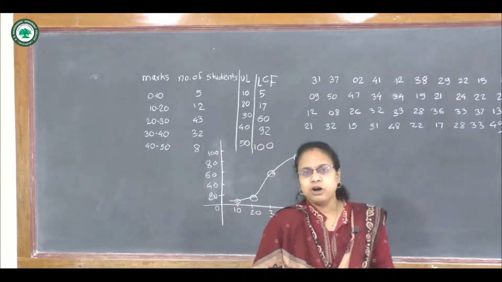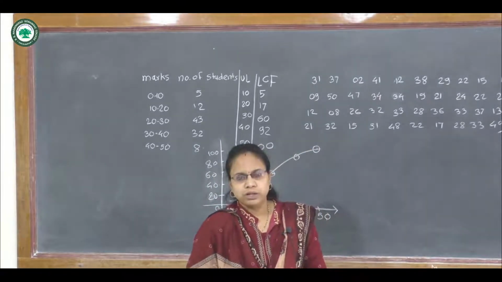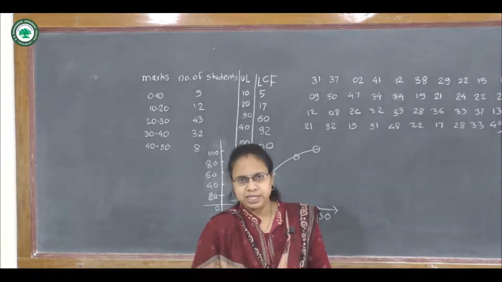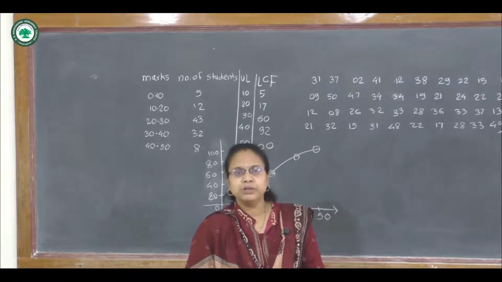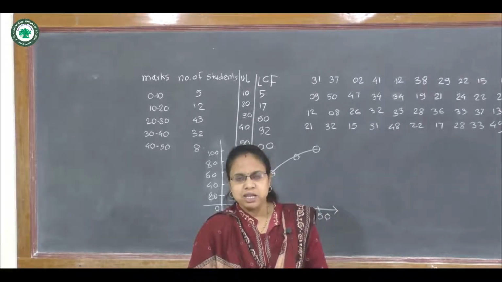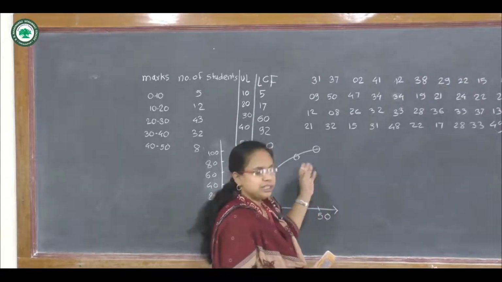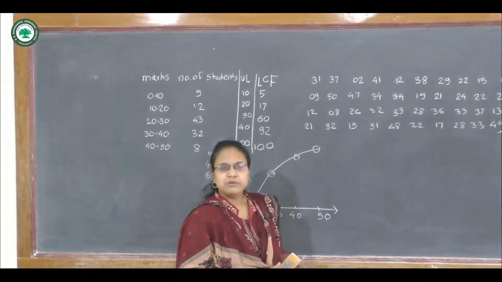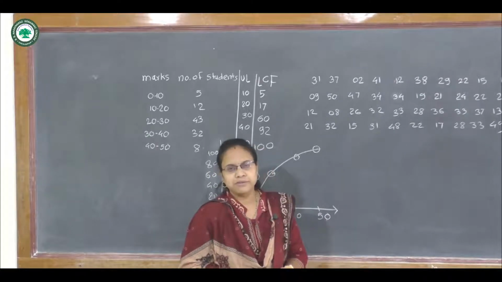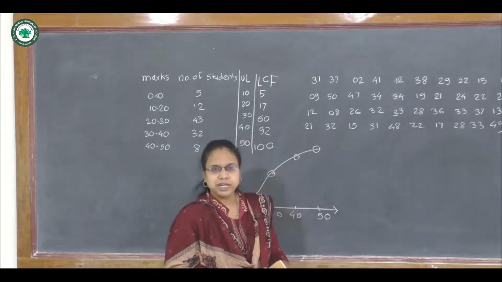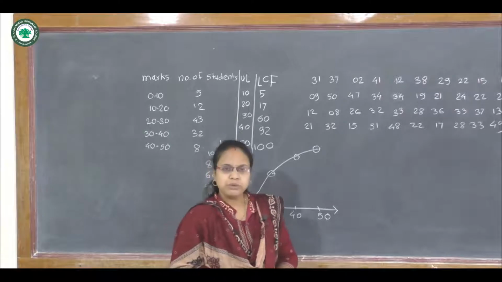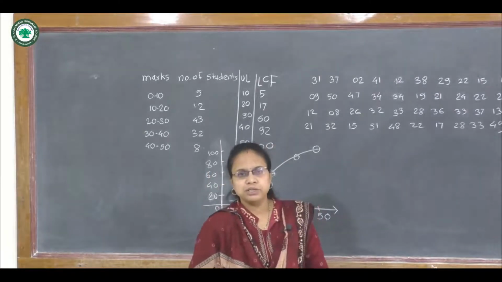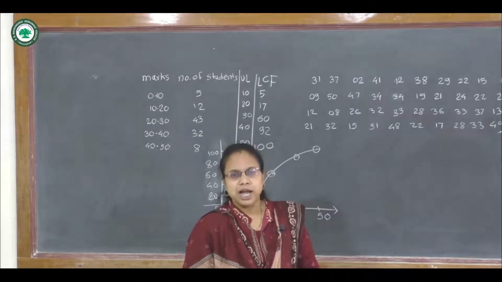Similarly, we can draw the greater than Ogive curve for the given data by using the lower limit on the x-axis and greater than cumulative frequency on the y-axis. We can draw that on the same graph, and the point of intersection will be our median for the given data, which we will study in the next lectures. Now we will start our new concept, which is representation of data by stem and leaf chart.